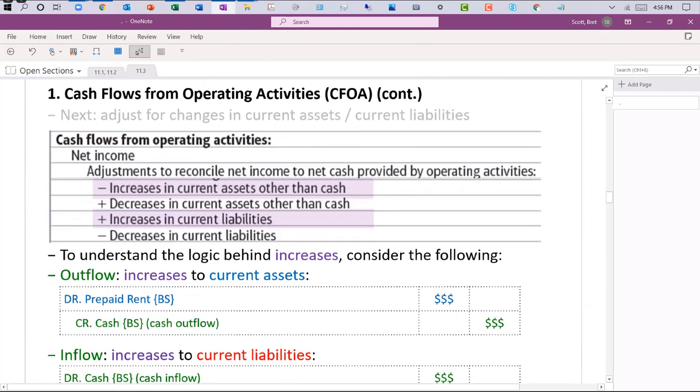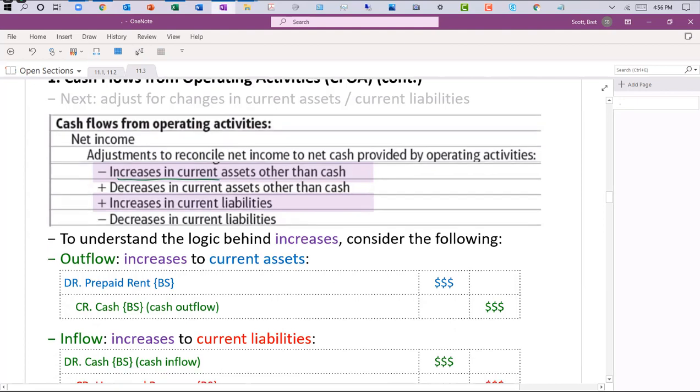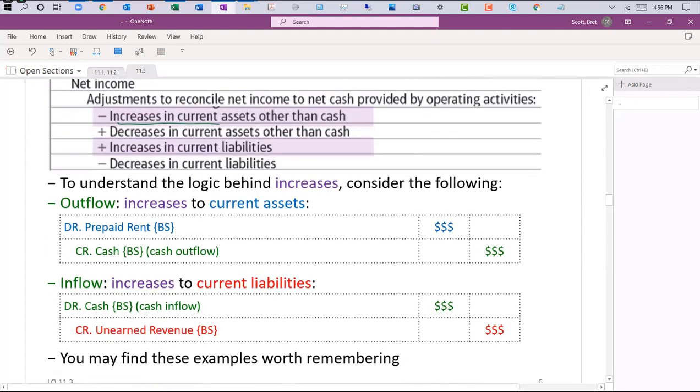An increase to current assets. How would that potentially affect cash? Think of this example. I prepay my rent. That current asset account increases. What would be the corresponding part of the journal entry? A decrease in cash. So if I can remember that rule, I see an increase in current assets, I can think, okay, I need to subtract that change on the statement of cash flows.